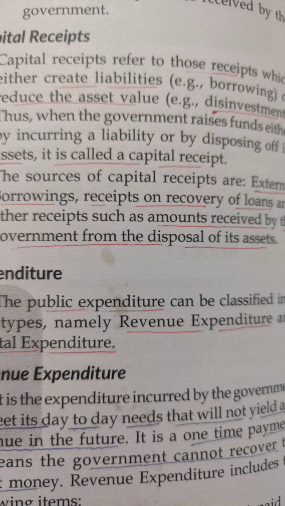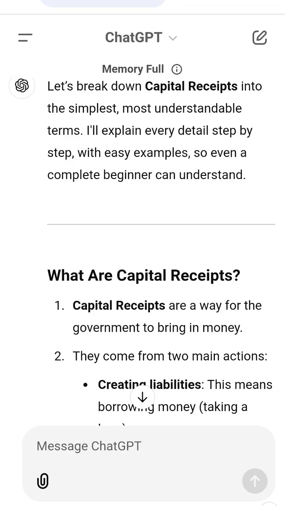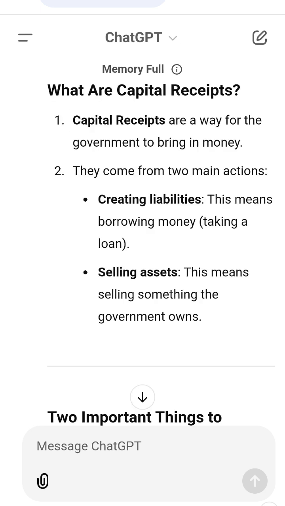Everyday example of capital receipts. Imagine you are running a small shop. 1. Borrowing money. You take a loan from a bank to buy more stock for your shop. This creates a liability because you must pay the loan with interest. 2. Selling assets, reducing assets. You sell your old delivery van and use the money to buy new goods for your shop. This reduces your assets. You no longer have the van.